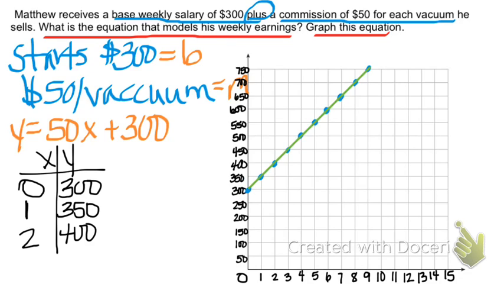However, my graph here only shows that if I sell 9 vacuums, I will earn $750. So that means I could sell 10, 11, 12, I could sell 200 vacuums. So that means I need an arrow on this side of my line. But I don't need an arrow down on the bottom side. Now, also, my line is going in a positive direction, so it is going uphill. I've graphed everything correctly. All right, you're going to try this next one.